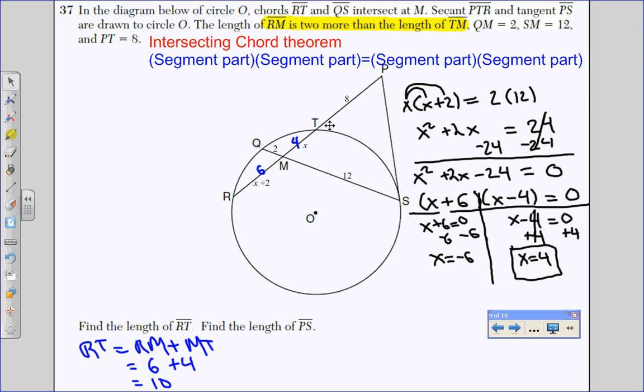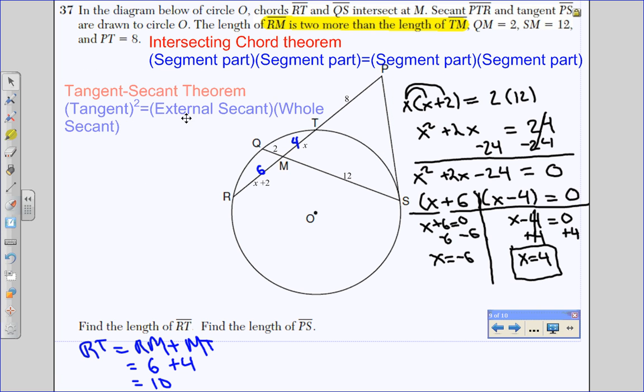Now we are asked to find PS. So PS, as you can see, is a tangent. And the way we're going to find PS is by using the tangent secant theorem. So the tangent secant theorem says the tangent squared is equal to the external secant times the whole secant. So in this case, our tangent is PS. I'm going to go ahead and label it Y.